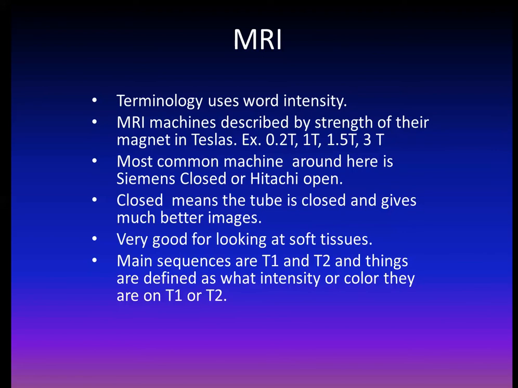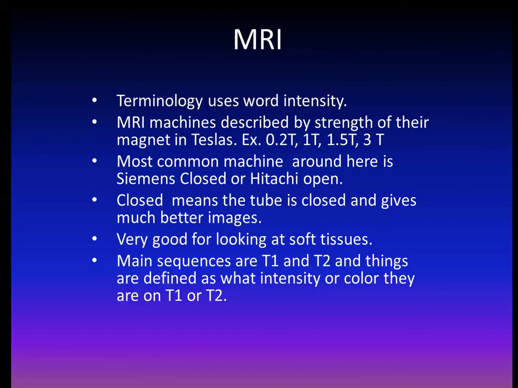Terminology you're going to hear again with MRI compared to CT is the word intensity. So if it's bright, it's going to be hyper intense. If it's black, it's going to be hypo intense. So that's opposed to the word density or attenuation, which we used with CT.